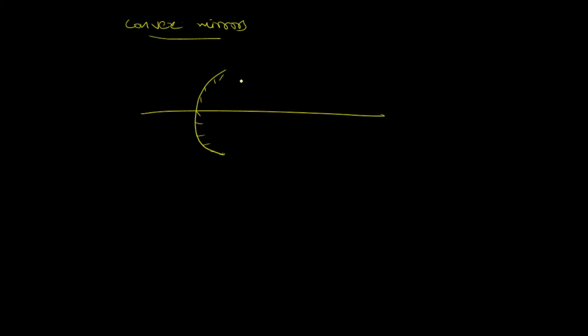And what about the convex mirror? For convex mirrors, this is the convex mirror I am taking, which is coated inward, and the reflecting surface will be on the outward direction, on the outside. This will be the pole, this will be the center of curvature, and this will be the focus point. But the reflecting surface is on the opposite side of the center of curvature.